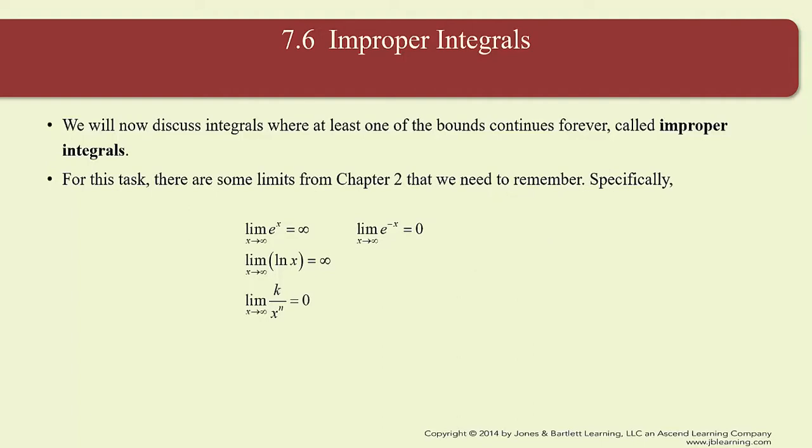The limit as x goes to infinity of natural log x is infinity. And the limit as x goes to infinity of any constant over x to the n is 0. So those are some limits that will be important for us to know in this section.